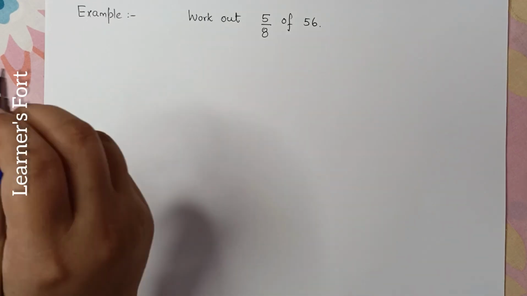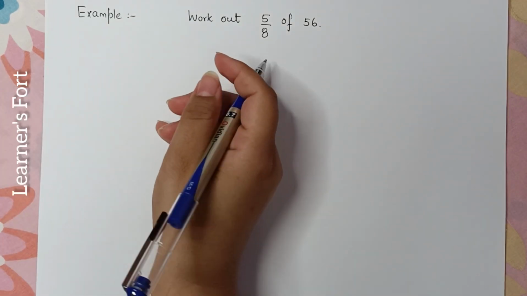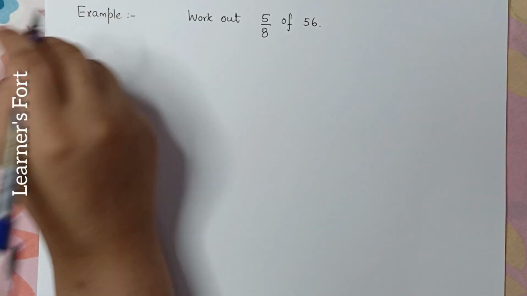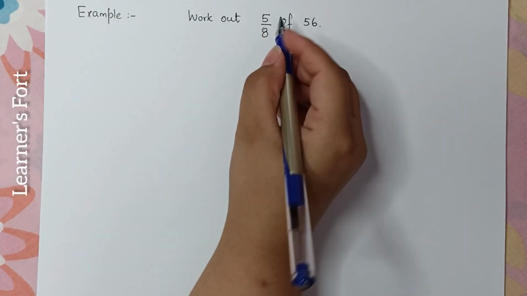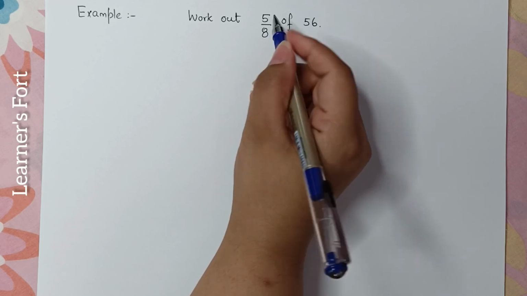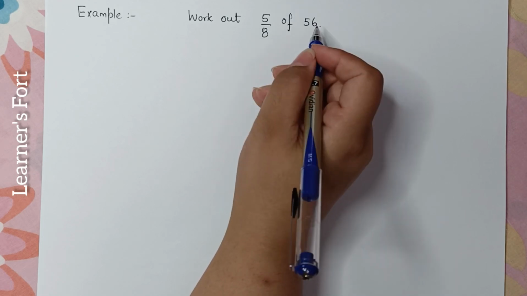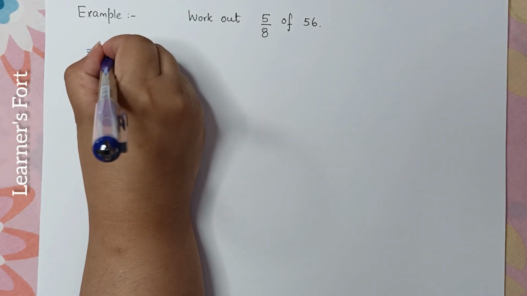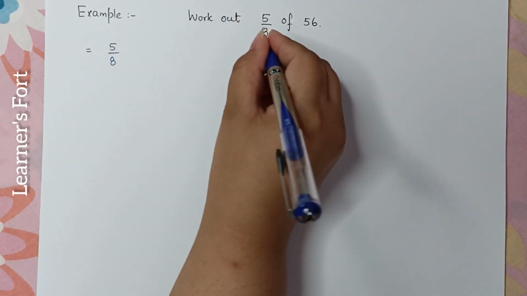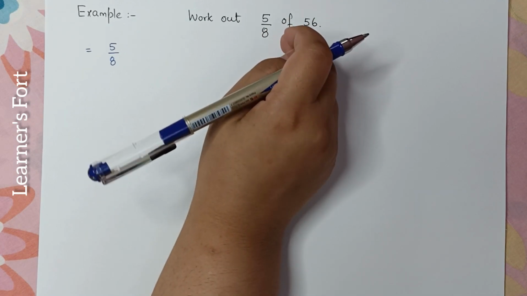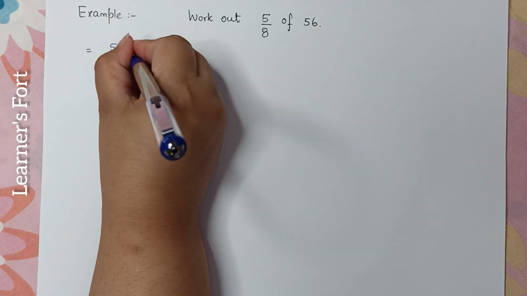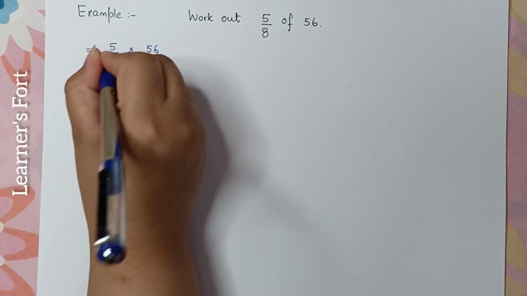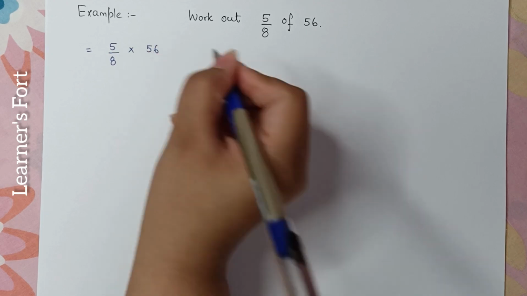Okay, all right. So let's have a look at an example. Work out 5/8 of 56. As I mentioned earlier, it means that we're going to calculate the 5 upon 8th part of 56. So we write the fraction as it is, and instead of writing "of", we replace "of" with the multiplication sign. 5 upon 8 into 56.